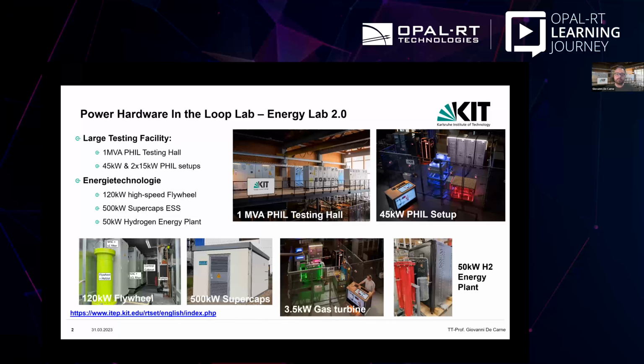But that's not all. With the smaller setup, we are working more on the gas turbine, so on the sector coupling problem, working as combined heat and power. This is relatively small, 3.5 kilowatts, so we work with our smaller power-in-the-loop setups. And currently we are developing a 50 kilowatt hydrogen power plant that is basically composed of an electrolyzer, a compressor, a tank, and then fuel cells.